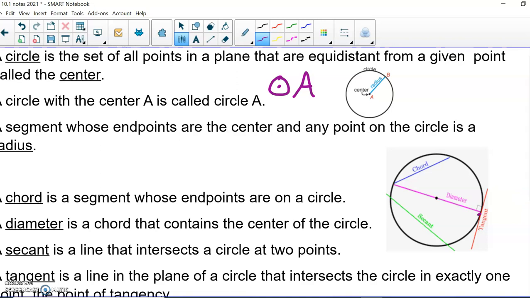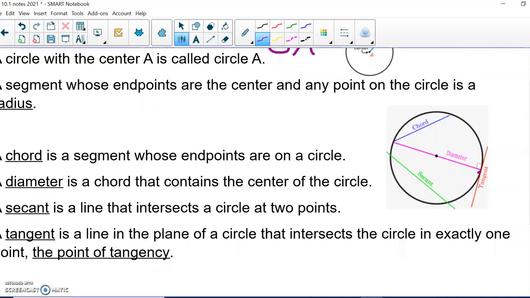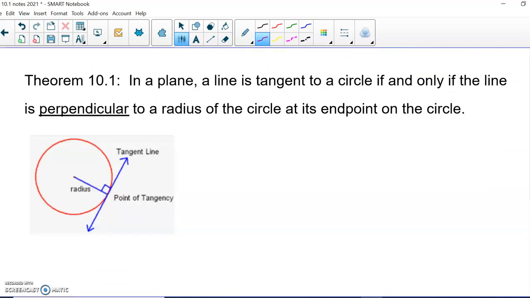We're going to learn a lot of rules about circles, but we start with tangents. So let's go ahead and talk about some tangent rules. The first one, Theorem 10.1, says in a plane, a line is tangent to a circle if and only if the line is perpendicular to a radius of the circle at its endpoint on the circle. So if you take a radius to a point of tangency, you know it's perpendicular.